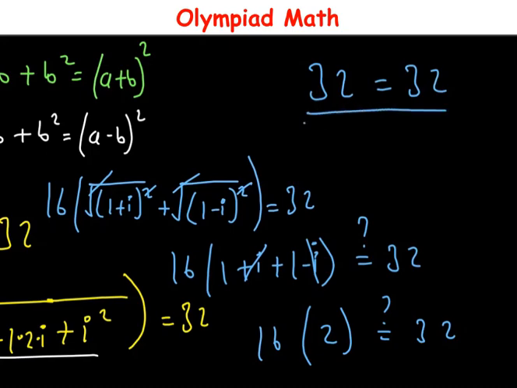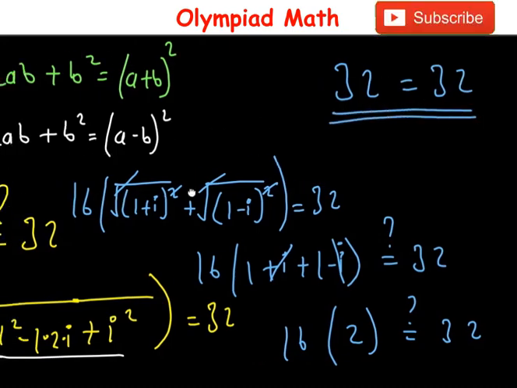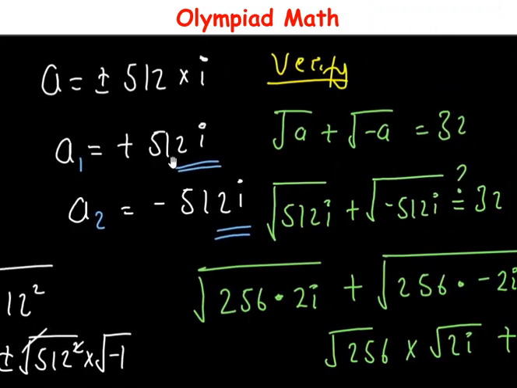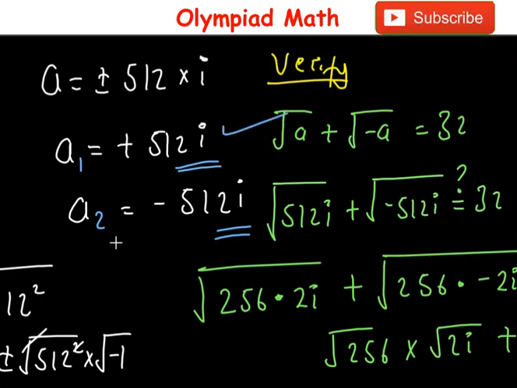And since they're equal to each other, this means that the value that we got right here, a equals 512i, is the correct solution for the given question. Also, a as minus 512i is also the correct solution for the given question.